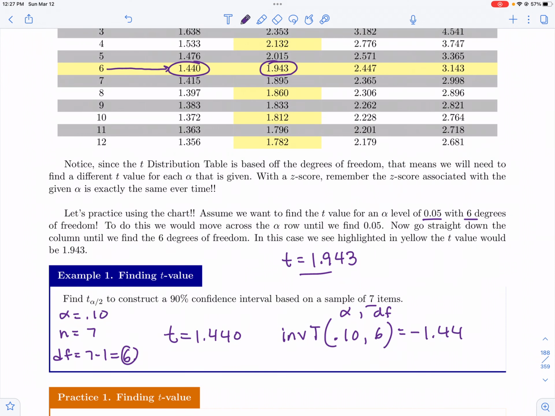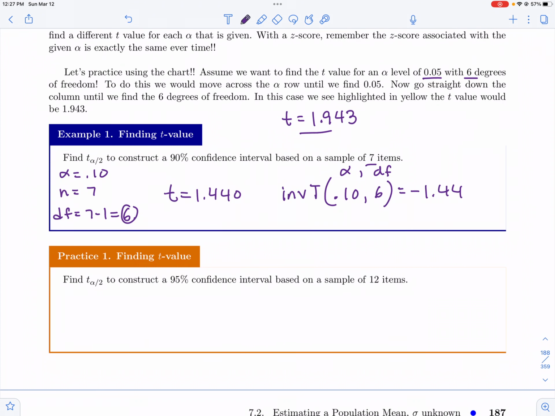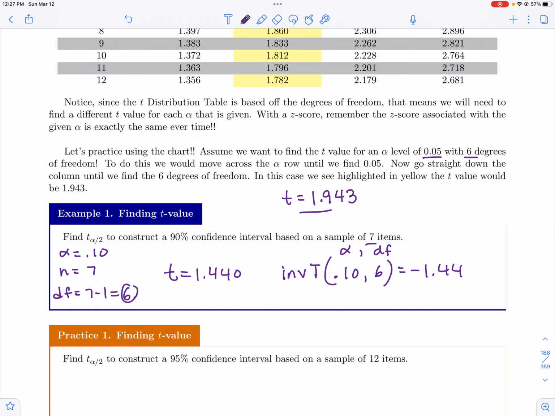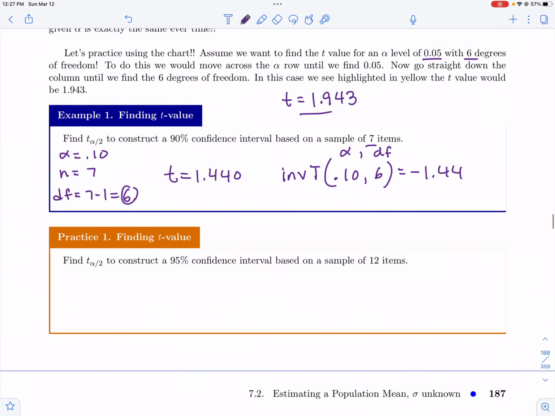But again, remember, this is going to be symmetric around the standard normal, so the 0 would be the mean and stuff like that. All right, so try practice 1 here. Make sure you can find this either using the chart or using the calculator, either one. And then we'll come back in a little bit and just talk about some of our confidence intervals. So good luck.